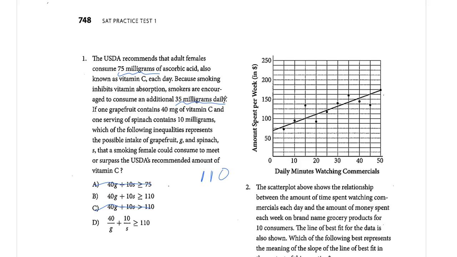It says here 1 grapefruit is 40, and 1 serving of spinach is 10. Well, if we think about these two choices here, this makes absolutely no sense in terms of per item. So 40 per grapefruit would be 40G, and then 10 per spinach would be 10S. So our choice here is going to be B. So that's just kind of reading through the vocab.